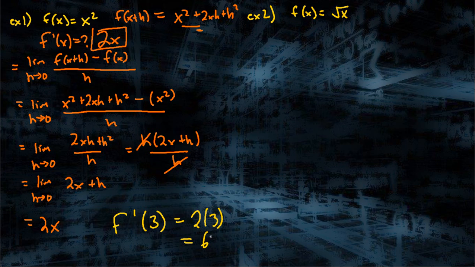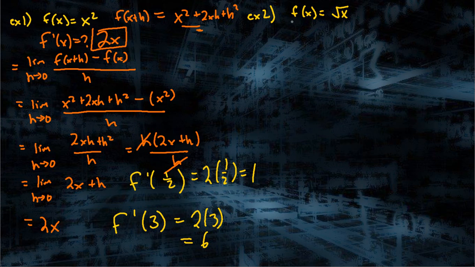So what does this mean? That means my instantaneous rate of change at 3 is 6. And then I could find f prime of a half. I would take that half, put it in there, and I get 2 times a half, which is 1. So the derivative is going to be very handy because I can find all those instantaneous rates of change really quick by using the formula that we get for the derivative.